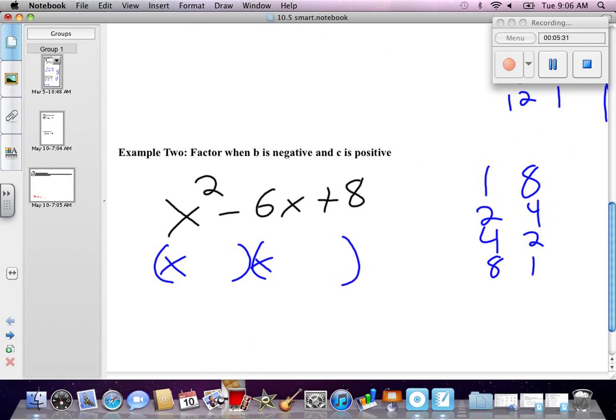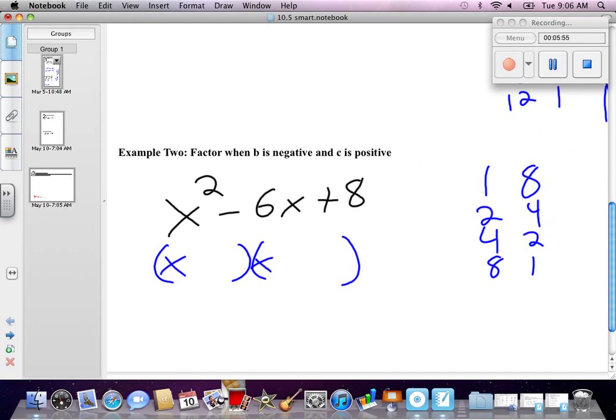Alright. Now here's the tough part. We've got a negative in front of that 6. What is that going to mean for us? There's a subtraction sign there. Alright. Well, so maybe I have to subtract them. 8 minus 1 doesn't give me 6. 4 minus 2 doesn't give me 6. Okay, that's not going to work.